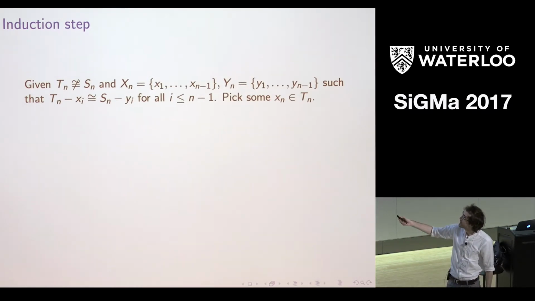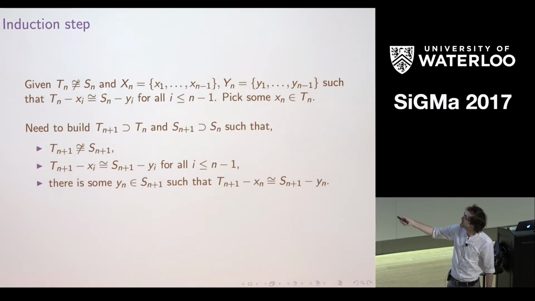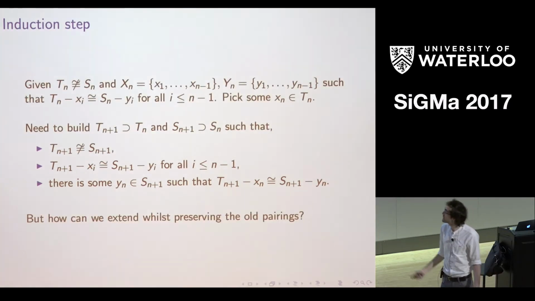So in an arbitrary step, we have two trees, Tn and Sn, and we have some sets, x1 to xn and y1 to yn, such that these vertices are paired in these two graphs. And we're going to pick some arbitrary xn, which lies in Tn, and then we need to build our next stage of our graph. So a Tn plus 1, which is a supertree of Tn, and an Sn plus 1, which is a supertree of Sn, such that they're still not isomorphic. There should be a yn in Sn plus 1, which is paired to xn, and also all these pairings we had from the last stage still hold in the next stage. And so the question is, how can we extend this whilst preserving these pairings?